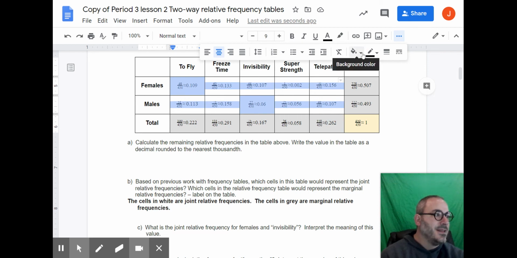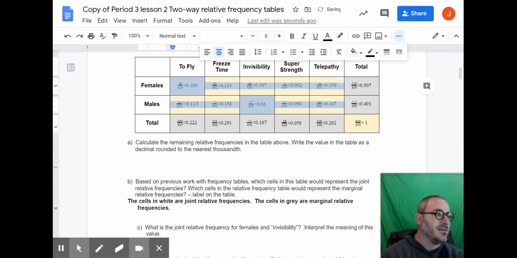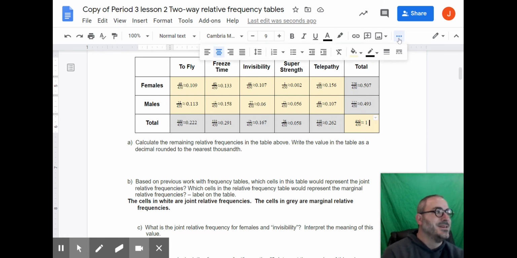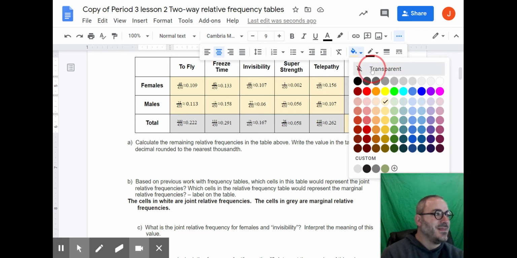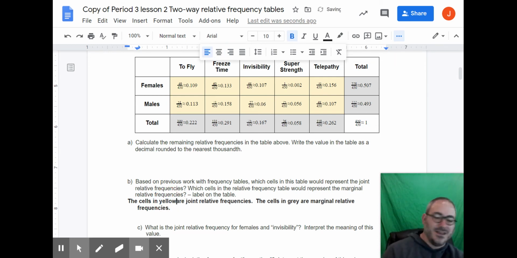I'm going to do this one with yellow. And then I'm going to get rid of the yellow on this one, okay? That's how I'm going to solve this little logical puzzle here I've got. Oh, no. Give me the more options. I wanted those. Okay. All right, see what I've done here? So now I got to change this. The cells in yellow. So I've just changed the color of my joint relative frequencies and made them yellow. And so the cells in yellow are the joint relative frequencies. The cells in gray are the marginal relative frequencies. And now everything I've said is true.